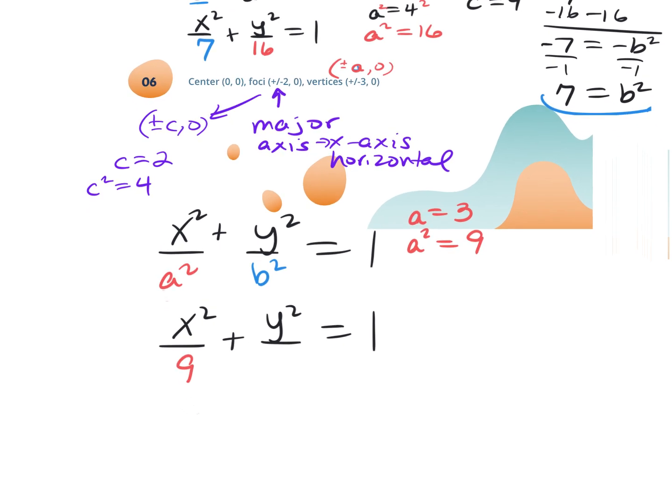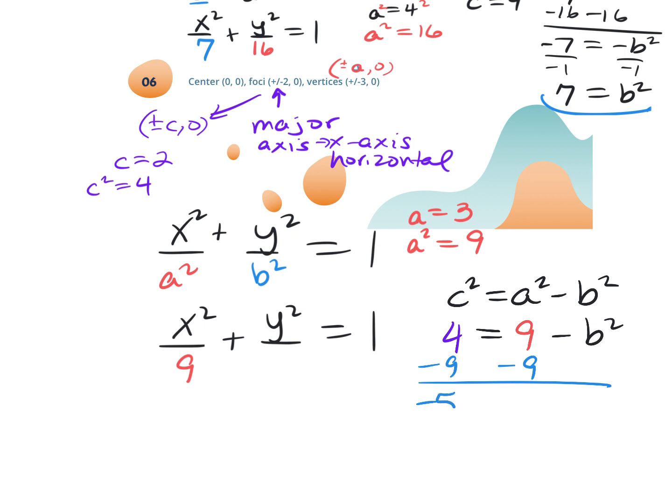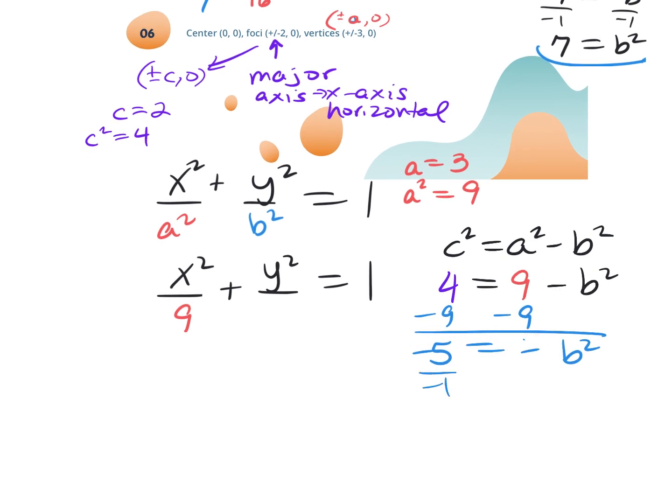So let's go ahead and do c squared equals a squared minus b squared. Plug in c squared, which is 4. Plug in a squared, which is 9. And I don't know b squared yet. So I'll go ahead and subtract 9. Negative 5 equals negative b squared. Divide by negative 1. And again, I don't need to square root it because I'm trying to find b squared, and that's what I fill in here.